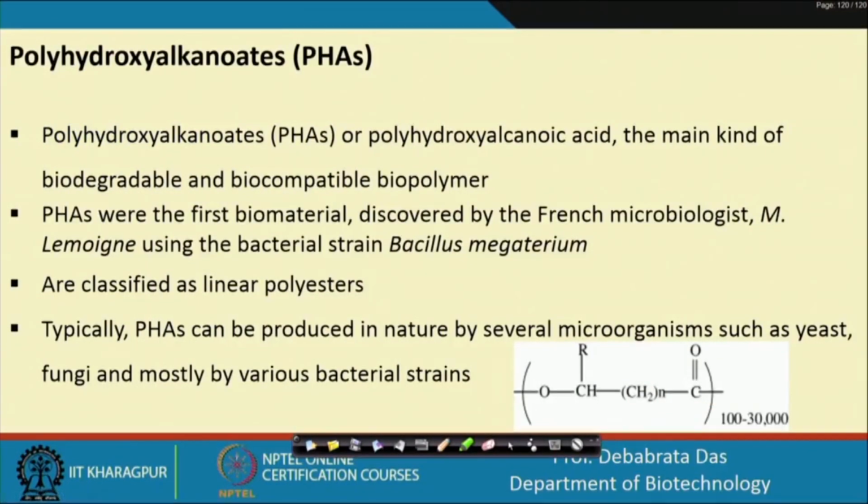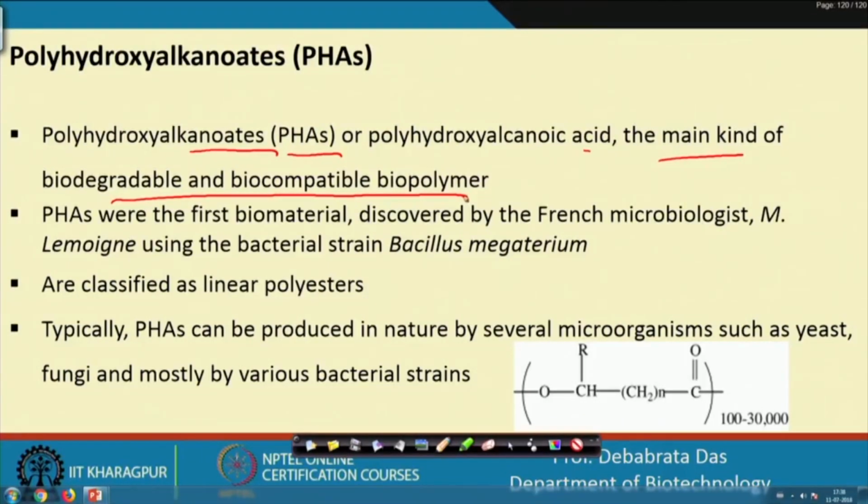Let us talk something about the polyhydroxyalkanoates, because these are largely what we have produced in the market. These polyhydroxyalkanoates, PHAs, or polyhydroxyalkanoic acids, are the main kinds of biodegradable and biocompatible polymer. We target them mainly because we find a lot of microorganisms that can produce this particular polymer. PHAs can be produced by different bacterial cells, and they are the first biomaterial discovered, by the French microbiologist M. Lemoigne, using the bacterial strain Bacillus megaterium. This Bacillus megaterium can be used for the formation of these PHAs.